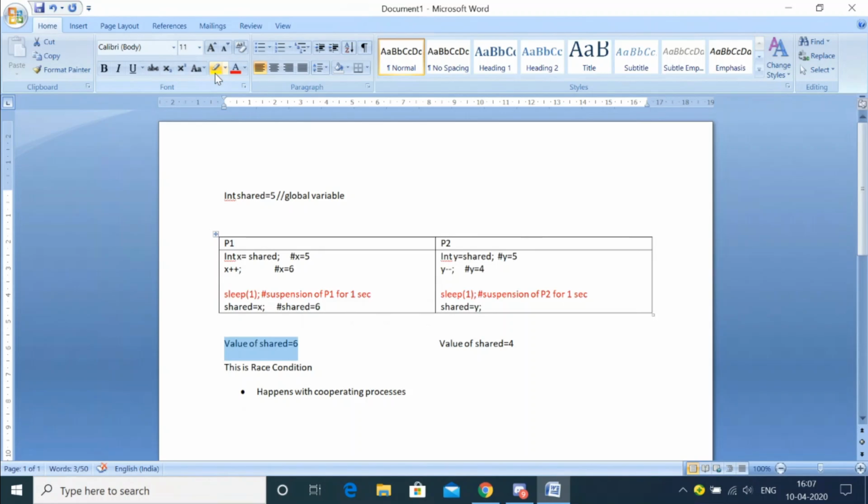Now, once this is over, then P2 is still yet to be done, right? It has not finished. So what will it do? Again, there will be a context switch here. This is done now. P1 will not come anymore. So shared is assigned y. That means in P2, shared is updated with something else. So is it the same or different? Let us see. Shared is equal to y. But what is my y? So y is 4. Okay. So ultimately from here we are getting the value of shared to be equal to 4.